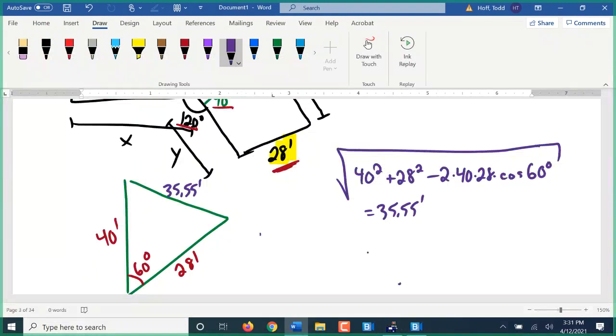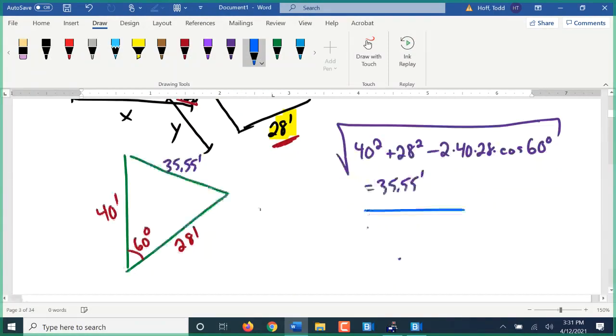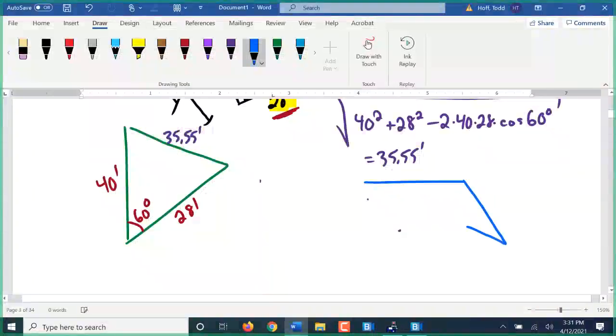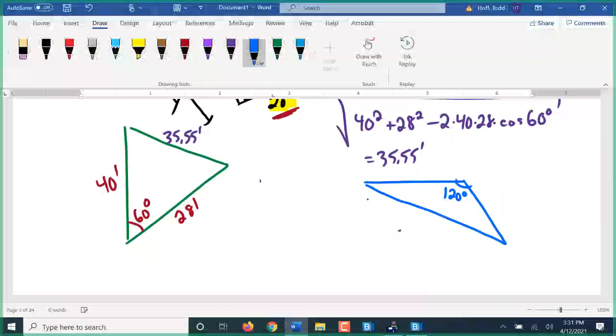Now, to find the other piece, the other triangle over there, all we know about that right now is this is 120 degrees. To do anything with that, well, now we do know that this is 35.55 feet. We don't know anything else about it. We need to know either one more side or at least one more angle. Guess what? We can find the angles.